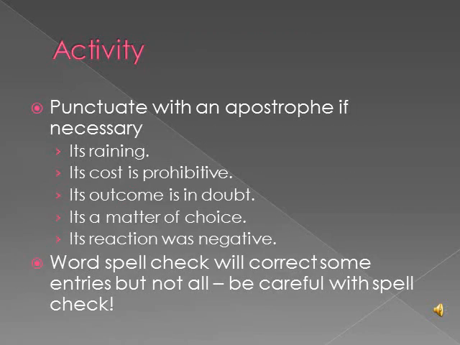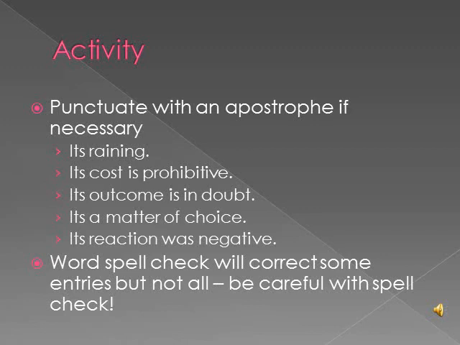Let's do a little activity and test your knowledge here of our new its and it's, if we need an apostrophe or not, with the following sentences. It's raining. Does that need an apostrophe or not? Yes, because we are really saying it is raining. It makes sense to say it is raining, so IT apostrophe S. How about the next one? Its cost is prohibitive. No apostrophe S here because then we would be saying it is cost is prohibitive. Doesn't really make sense. So no apostrophe S in that one.